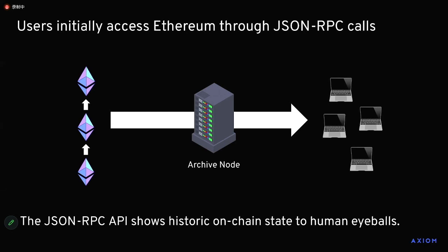The purpose of this JSON RPC API is to show information about the history of the chain to the human eyeball. Although you may not realize this, essentially all information that you see about the blockchain is taken from one of these API calls and put on a website for human consumption in an eyeball.